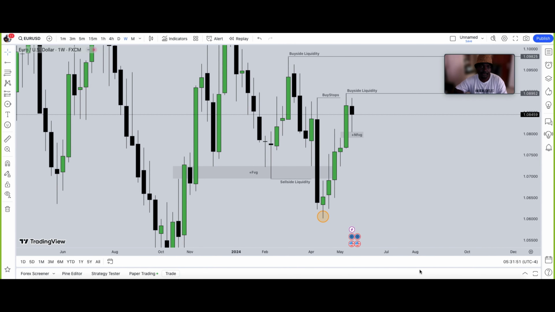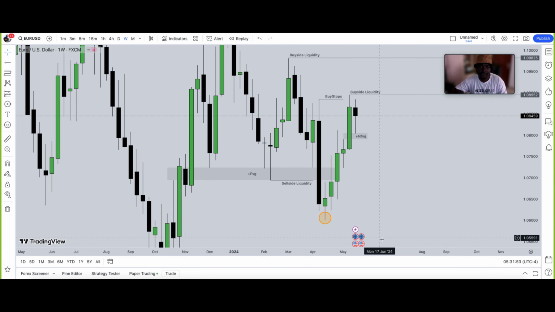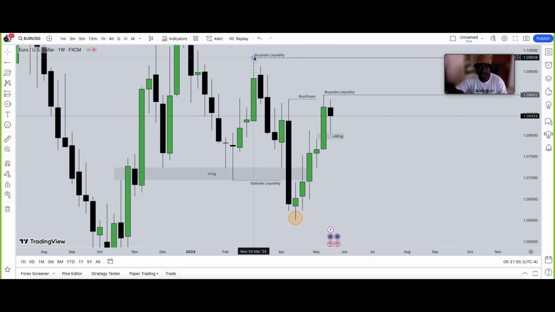So if I increase the font, if I zoom in, that is how it looks. That is not enough, of course, but at the moment my view is if price respects this level, then we expect higher and higher prices.